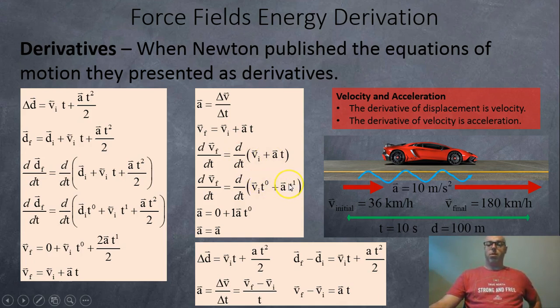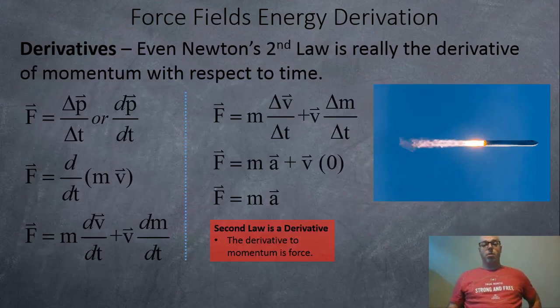Multiply by 0, multiply by 1, subtract your exponents, and look what we get. Acceleration is acceleration. There you go. So, just to show you, you can do that with derivatives. All these equations we've been using are really just calculus in disguise. A couple more derivatives which are useful.